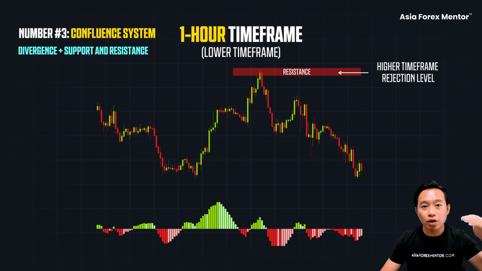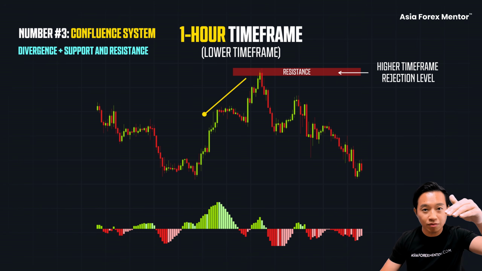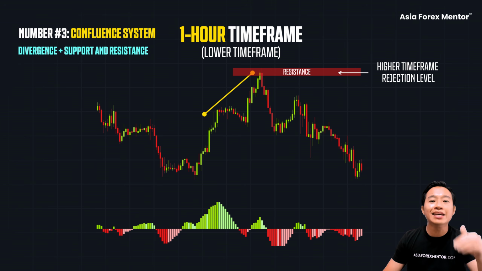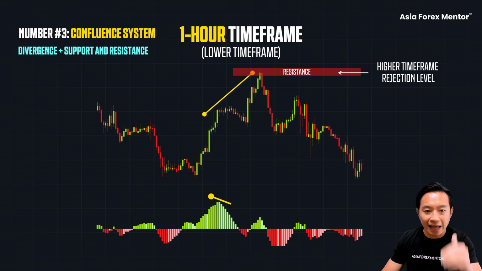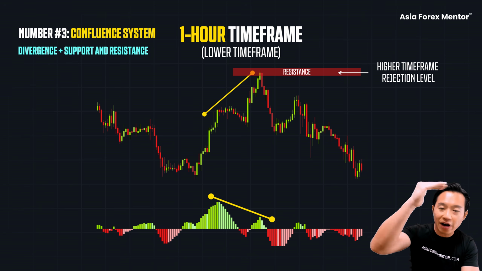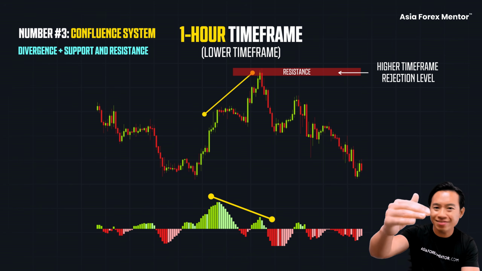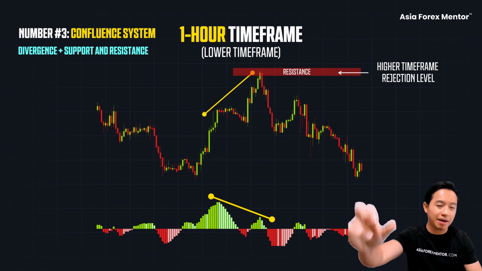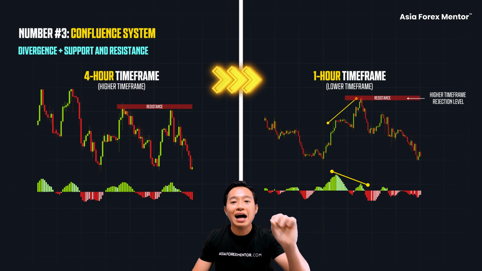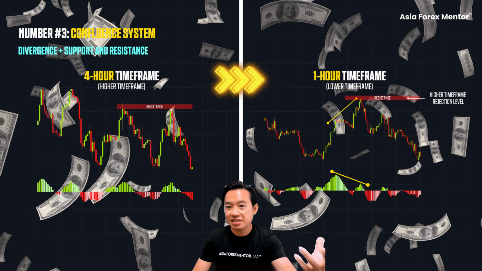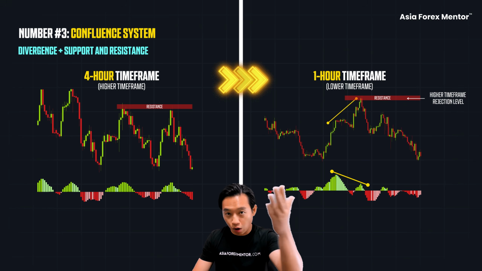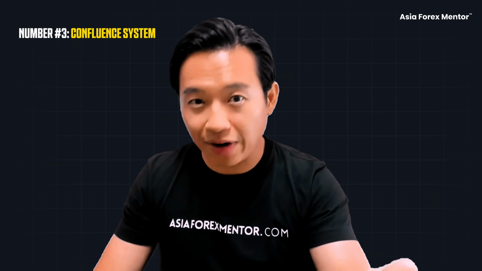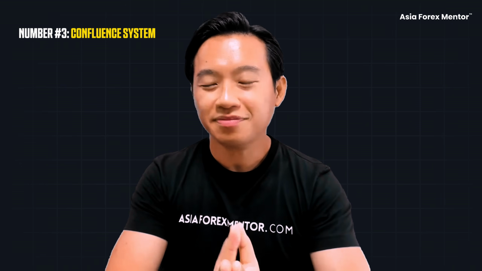So on a lower time frame, for example, when price reaches that level of resistance and it's making higher highs, but in your MACD it's showing bearish divergence at a very powerful rejection level, this is a perfect sell setup. This is your high probability setup, whether it is to sell or to buy. Simple so far, right? So here's the trap.